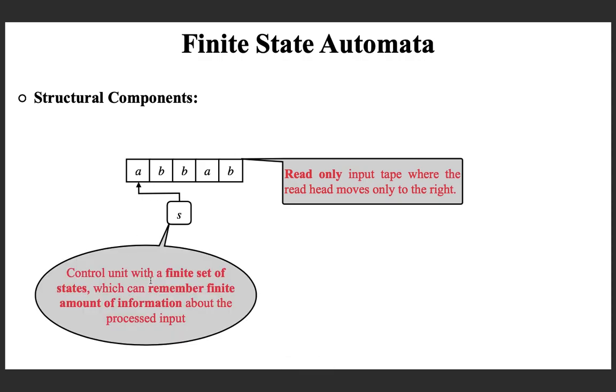And there is a control unit with a finite set of states. For example, in this figure, small s is the state which can remember a finite amount of information about the input processed so far. For example, S may represent whether the number of A's processed is even or not. Maybe S represents it is even.